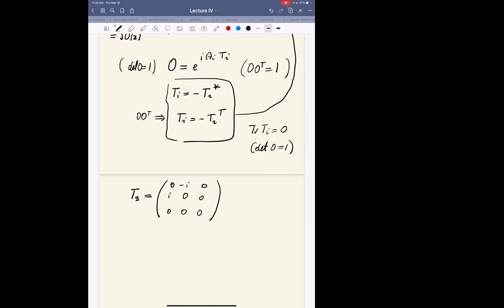Because of the property of orthogonality, they are anti-symmetric and imaginary. You can see that this is a unique form and it's traceless. This element must be 0 due to tracelessness. And the form above is dictated by orthogonality. T3 must be minus T3 transpose.